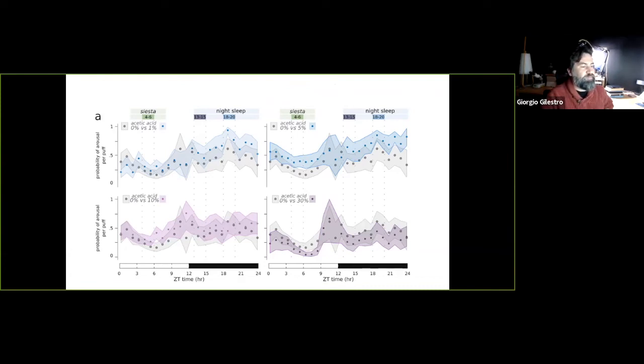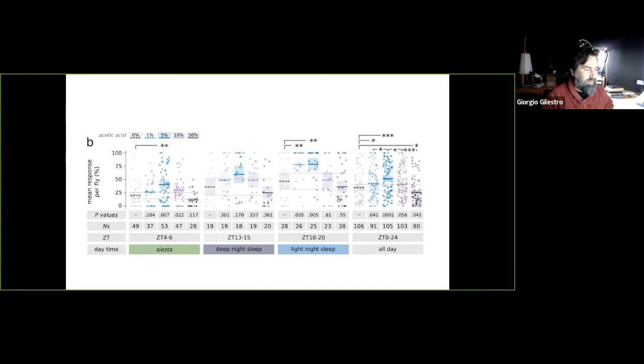And as you can see, there are times during the night where there is an increase in arousal with acetic acid compared to air. And if you go and quantify this at different time points, the picture becomes clearer. For instance, during light night sleep, you'll see that acetic acid at 1 or 5%, so the positive concentrations, will wake up flies, but acetic acid at 5 or 10% will not.